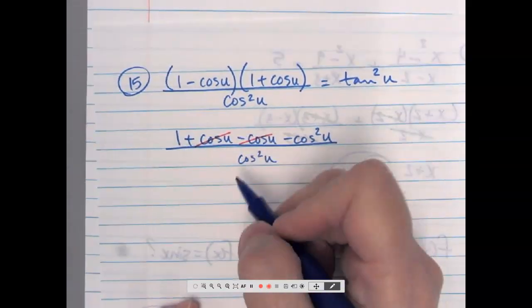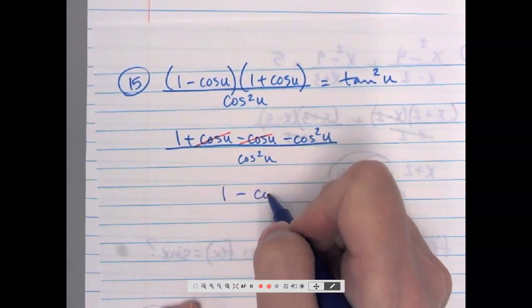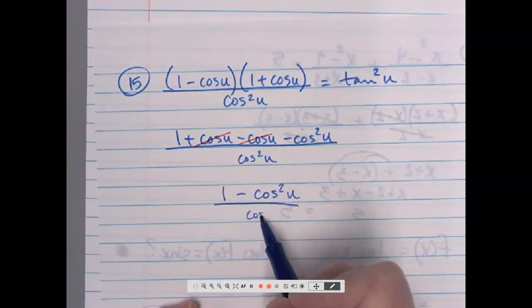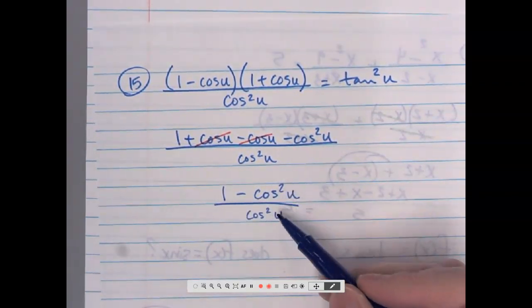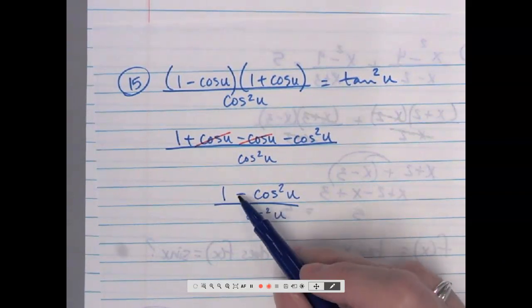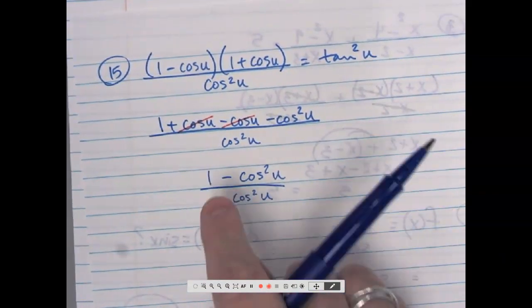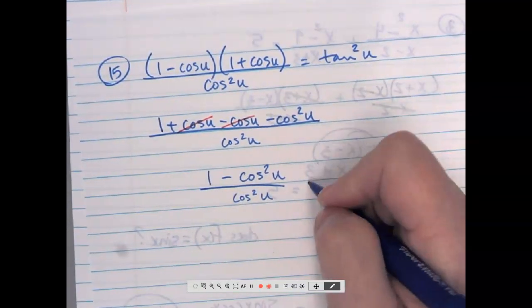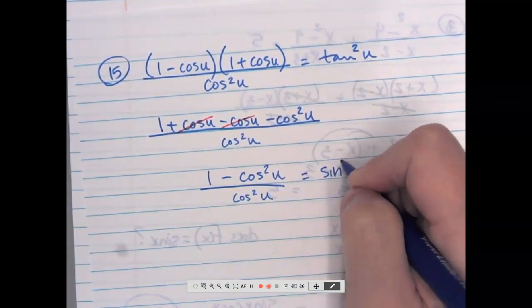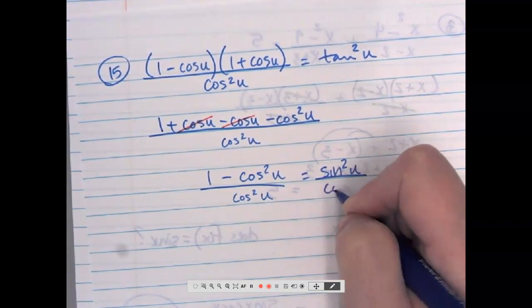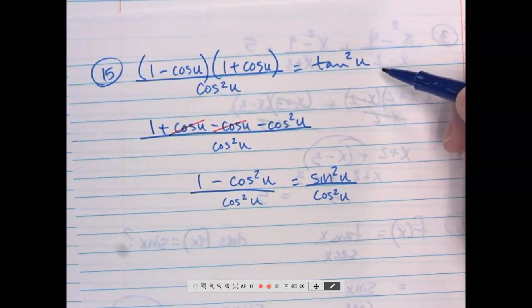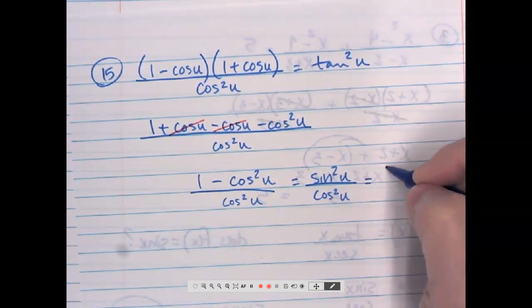And so all I have left is 1 minus cosine squared over cosine squared. Now, that is still not something that cancels because of that subtraction there. But what is 1 minus cosine squared equal to? Sine squared over cosine squared. Keep glancing back. What is it we're trying to get? Tangent squared, and we're there.